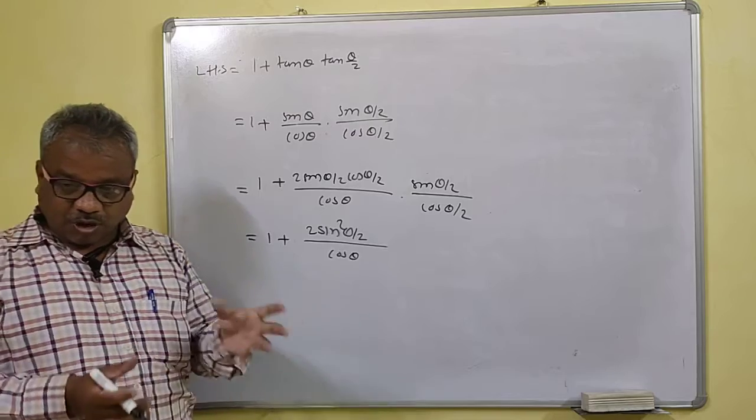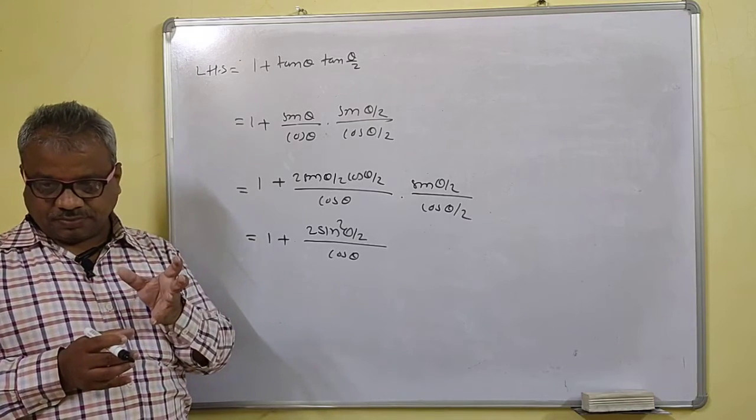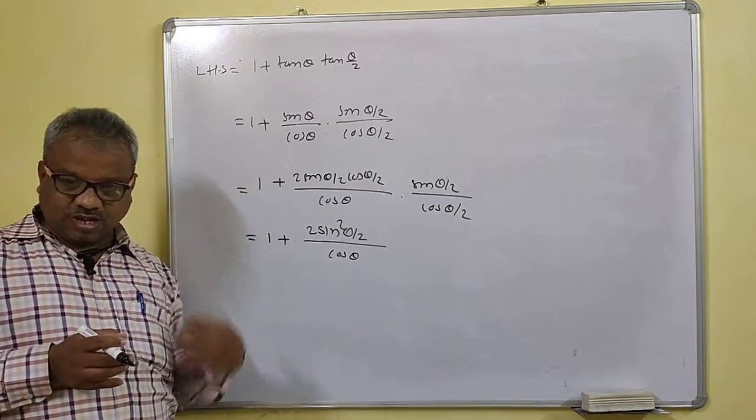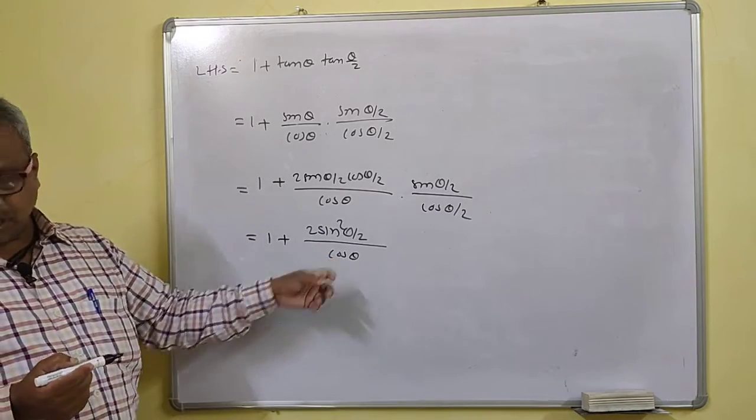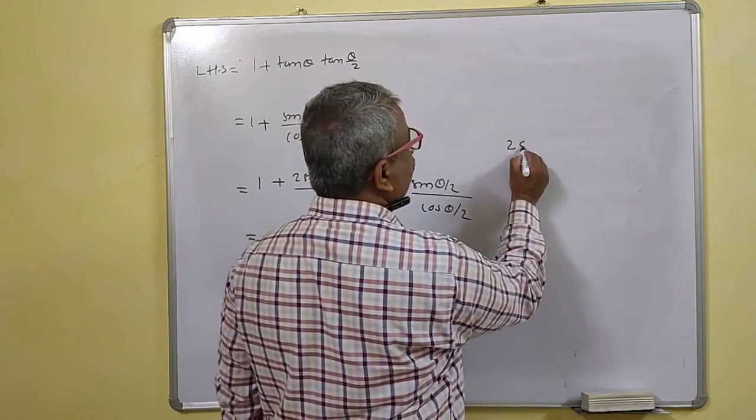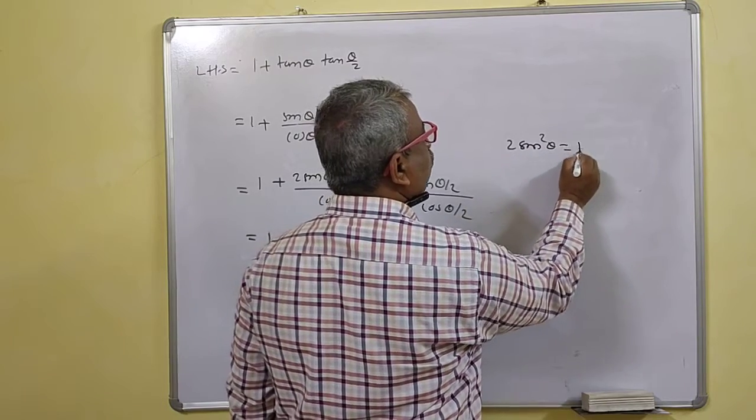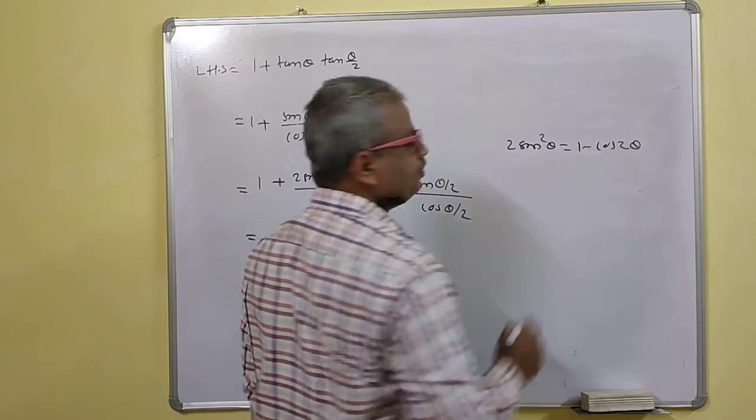So you have to apply the formula in both ways, right? From left to right and right to left also. Okay, so this is 2 sin square theta by 2. That means 2 sin square theta. 2 sin square theta is what? 1 minus cos 2 theta.